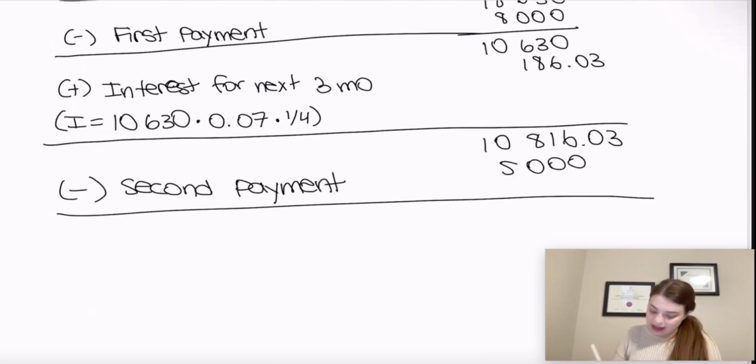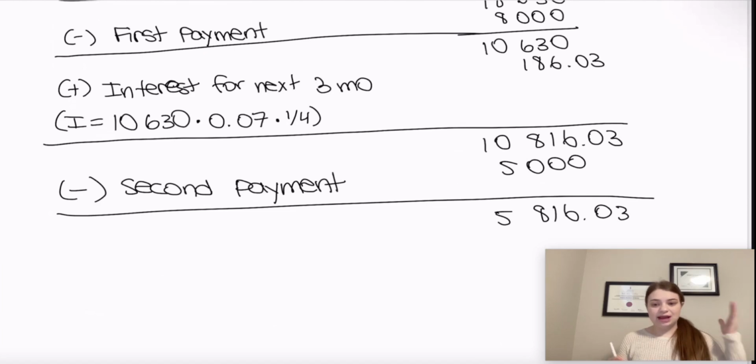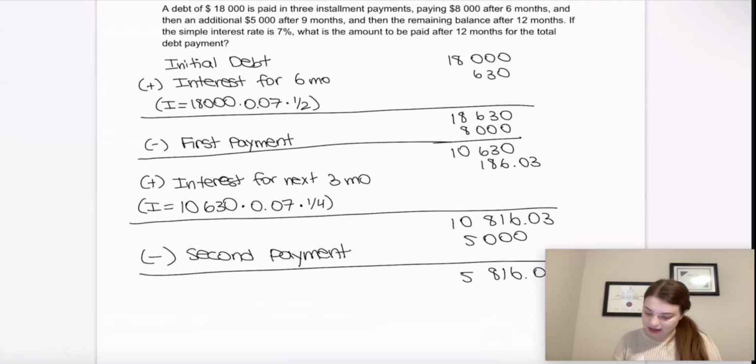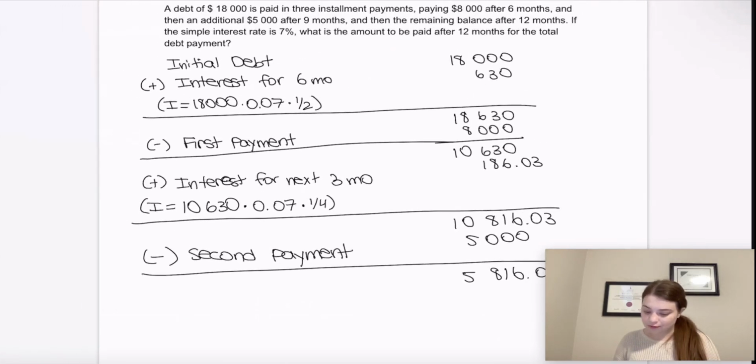So now, as of 9 months after we made the payment, we only owe $5,816.03 left. Now, it seems like if we make another payment right now today, this is all we have to pay, but the question didn't ask that. The question asked the amount to be paid after 12 months for the total debt payment. So essentially, let's say we wait another 3 months until the 12-month mark.